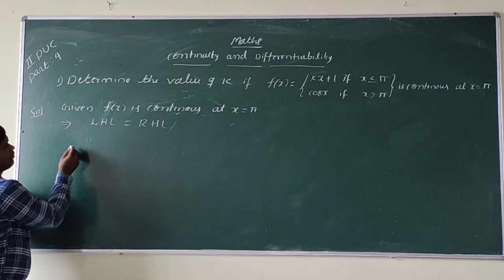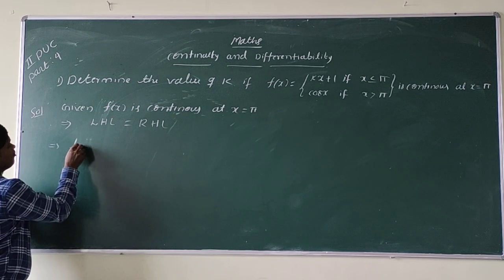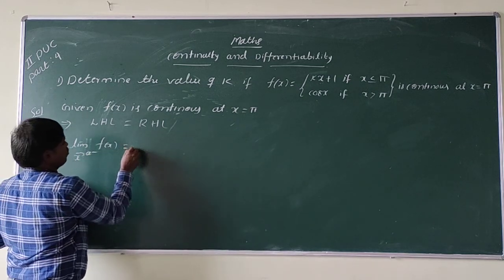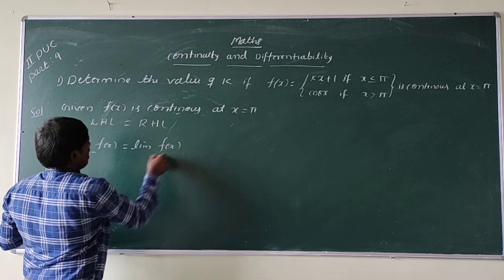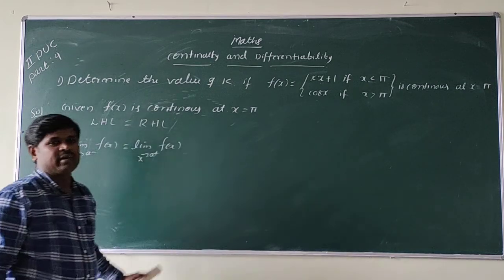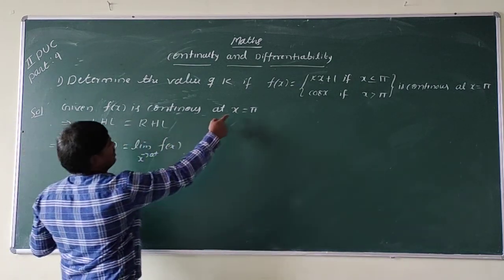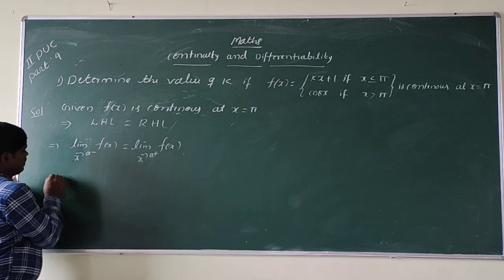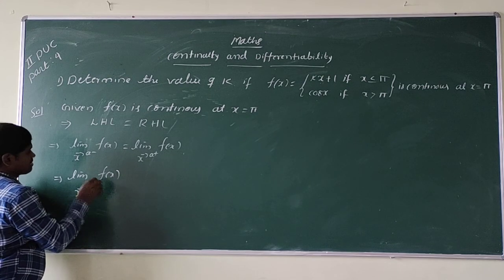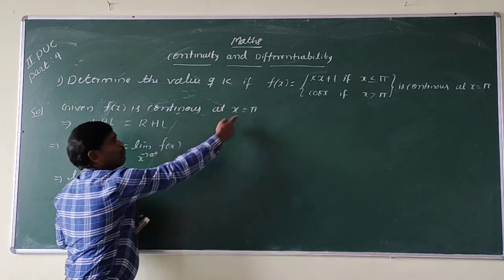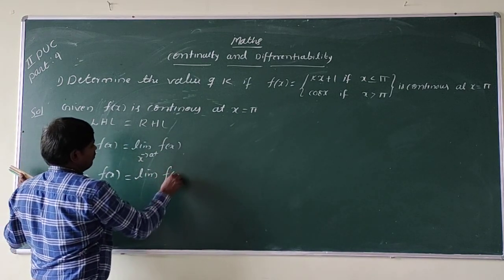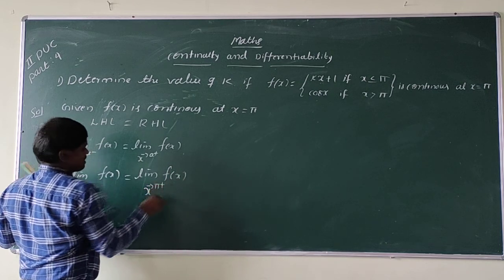By the definition, limit of f of x as x tends to a minus is equal to limit of f of x as x tends to a plus. This is the definition of left hand limit and right hand limit. Here the given function is continuous at x is equal to pi, so limit of f of x as x tends to pi minus, in place of a we take pi, is equal to limit of f of x as x tends to pi plus.